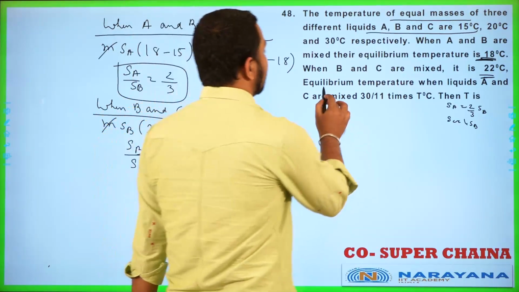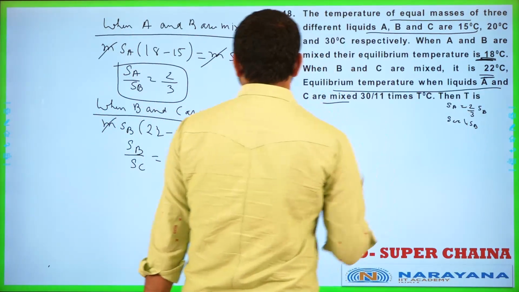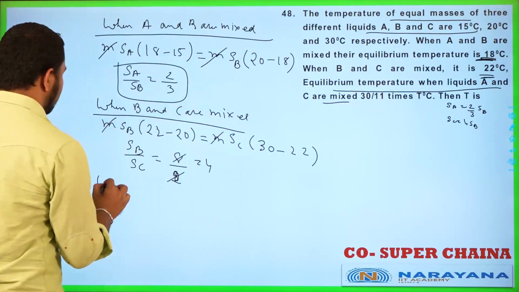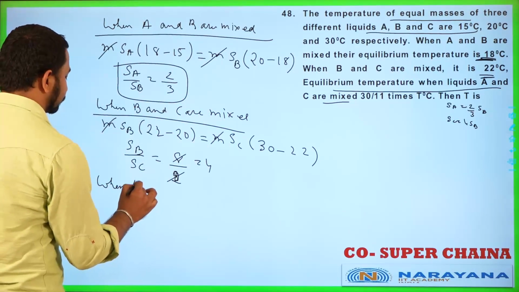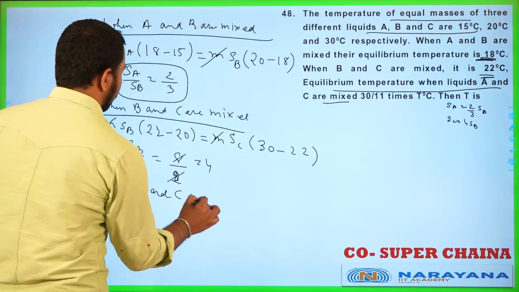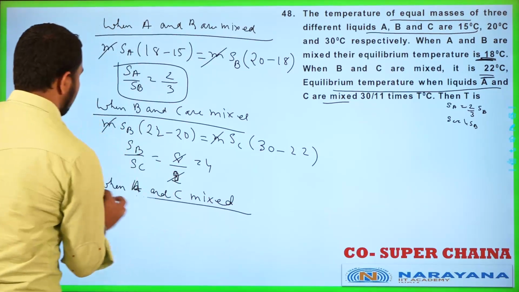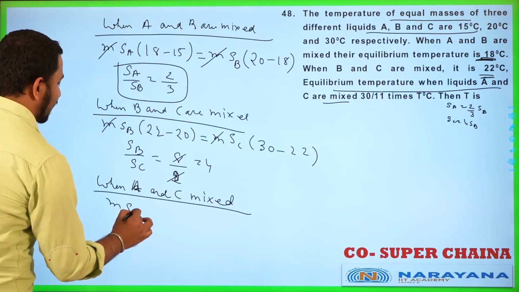Now you have to find the equilibrium temperature when A and C are mixed. So when A and C are mixed, students, similarly we can write M SA.